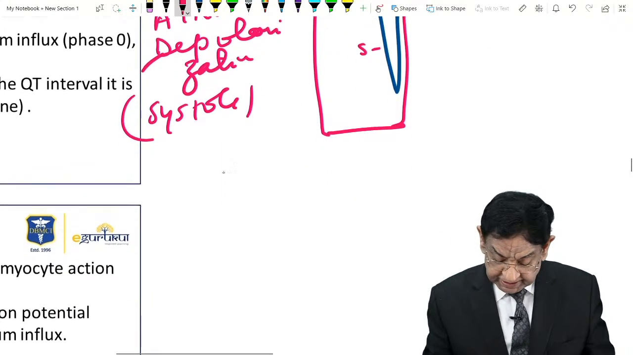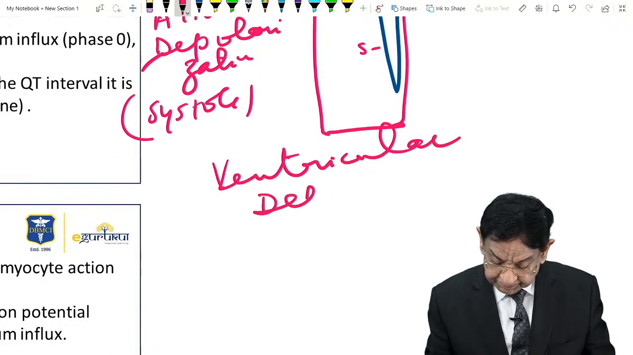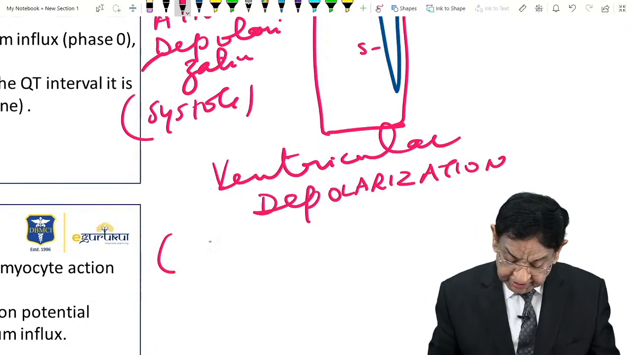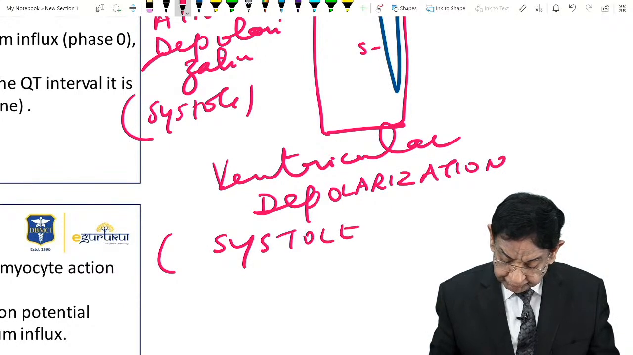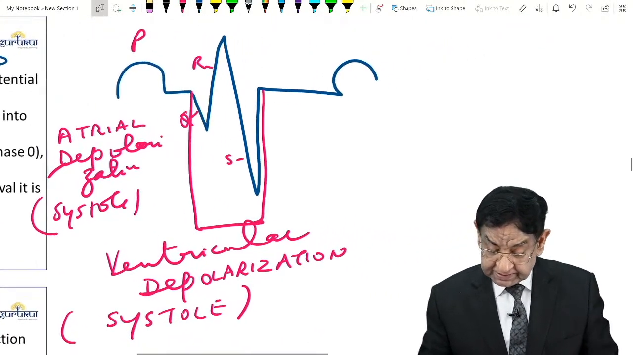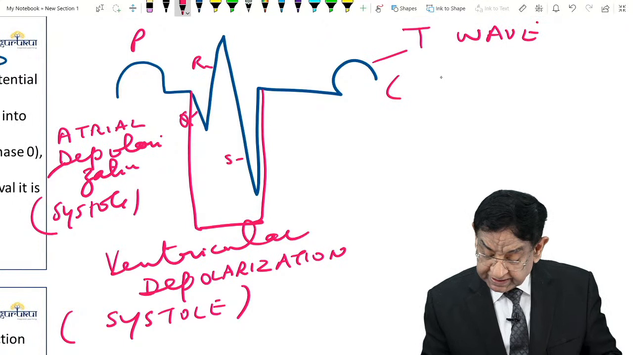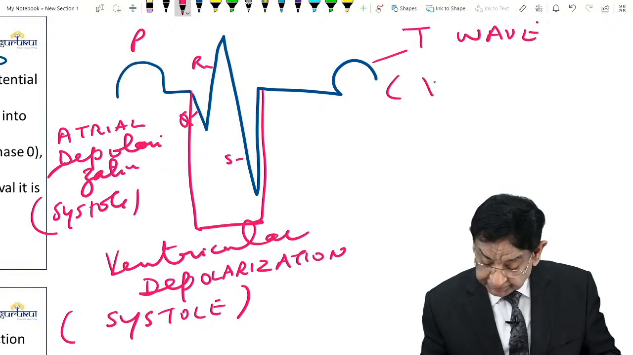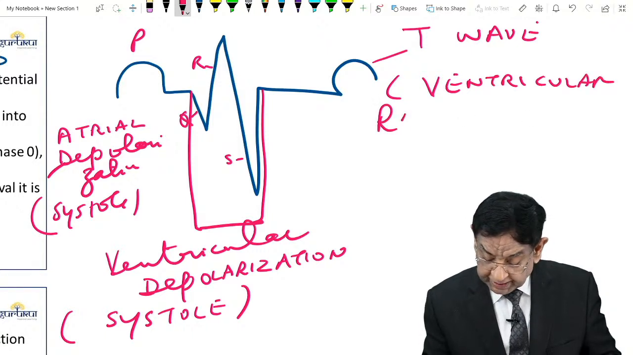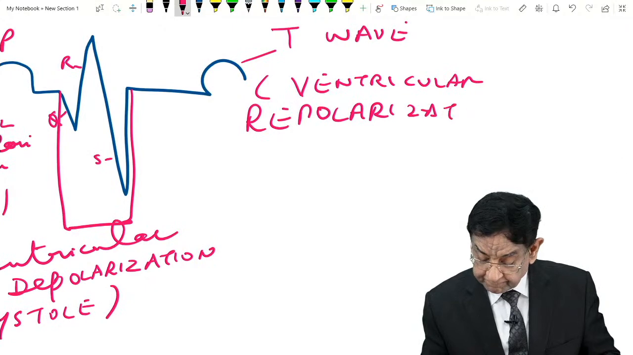This indicates ventricular depolarization, or we can say ventricle systole. Ventricle systole is occurring mechanically, and this is the T wave, and this indicates ventricular repolarization. Okay.